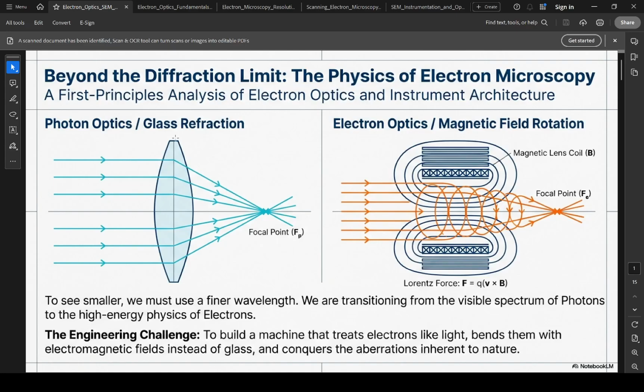In photon optics, the parallel rays are focused at a point using a glass lens, and the principle for this is refraction.